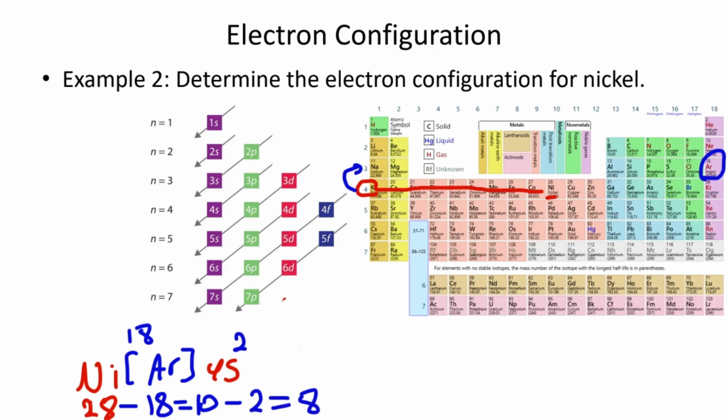Then we started from 4s. This line is finished. We are going to start with the next line, which starts with 3d. So I'm going to put 3d here. The 3d can hold 10 electrons. However, we have only 8 electrons left, so we are going to write 8, minus 8 equals 0. Again, we solved the question.